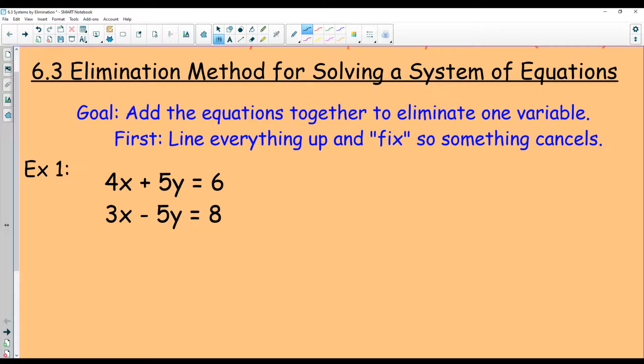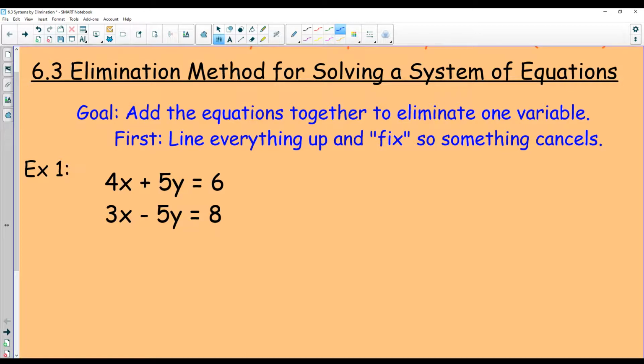Today we're going to do the elimination method for solving systems of equations. Okay, so we've done graphing so far, finding out where our lines cross. We've done the substitution method where we take one equation and plug it into the other equation, and now we're going to learn the elimination method.